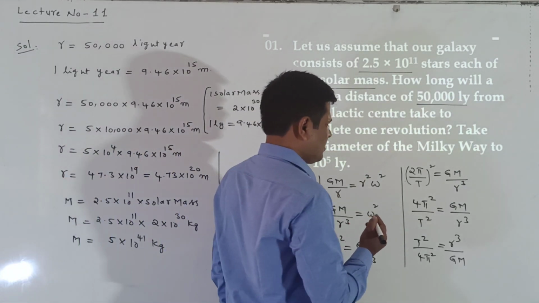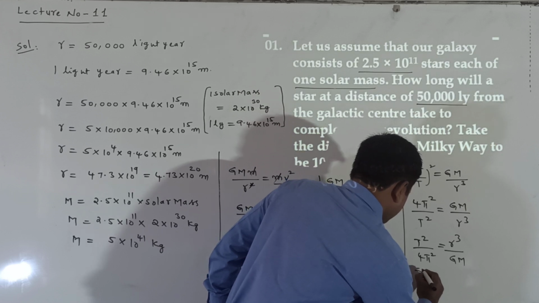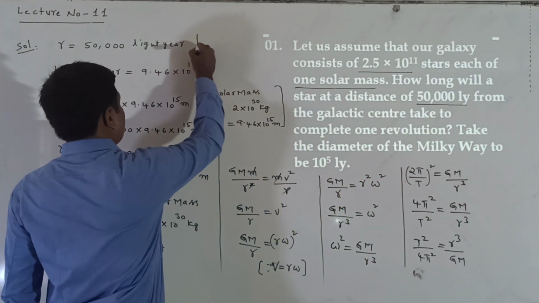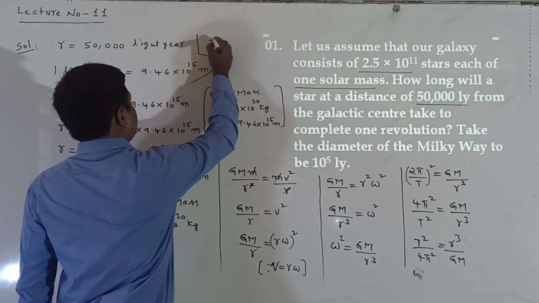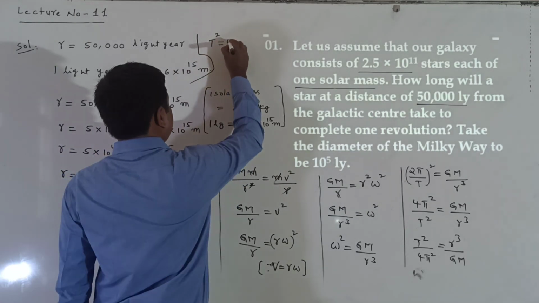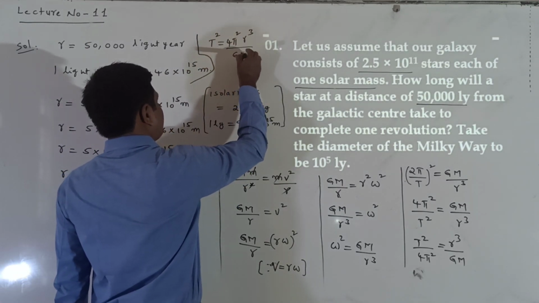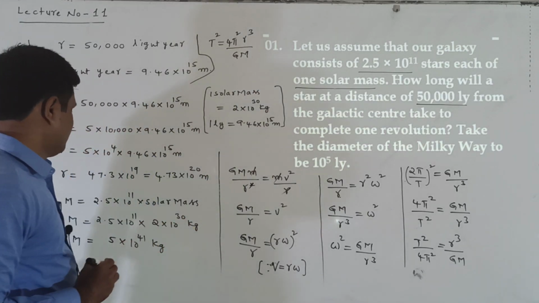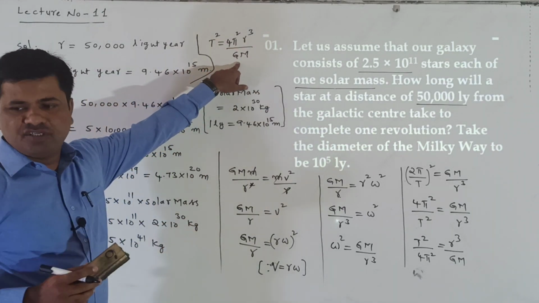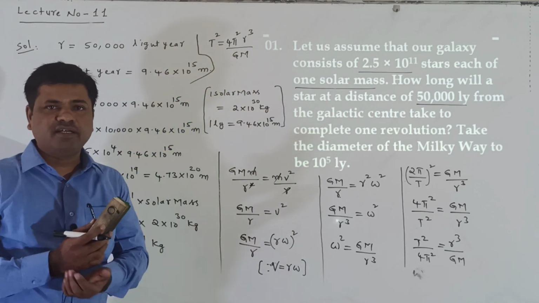From this, the formula can be written as T squared is equal to 4 pi squared into r cubed by GM. Okay, that is the formula we are getting here. T squared is equal to 4 pi squared r cubed by GM. This is the formula we are using, and from it we have to find the time period.